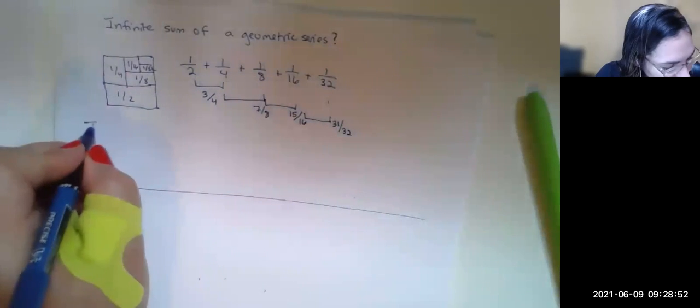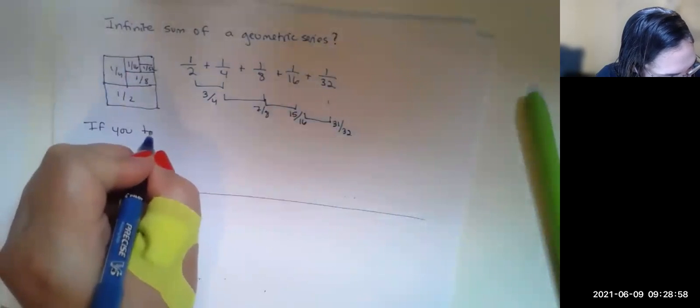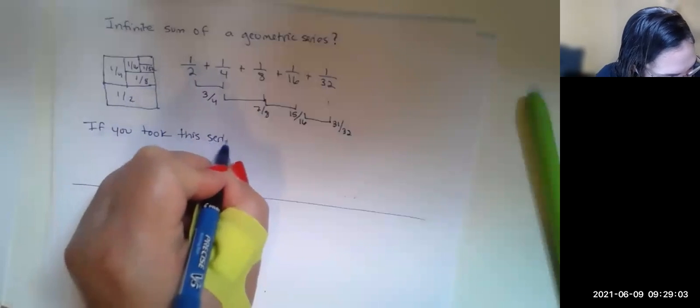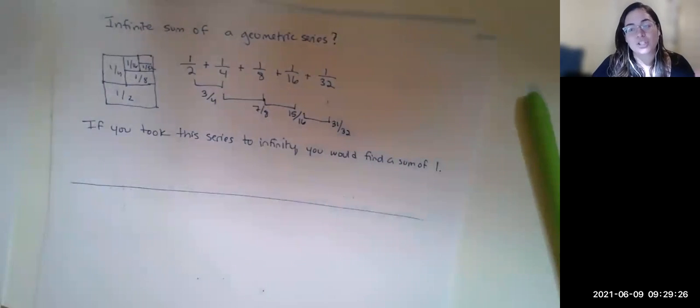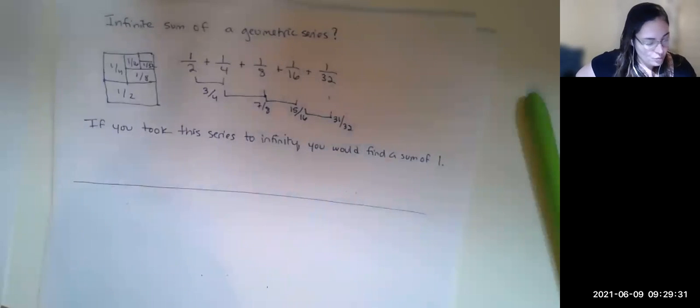This is an informal way to say it, but if you took this series to infinity, and again, it's a series because we're adding the little pieces of brownie or paper, you would find a sum of 1. Okay, so it's kind of a neat concept. We know we can't actually go to infinity, but if we did, the infinite sum would be 1.